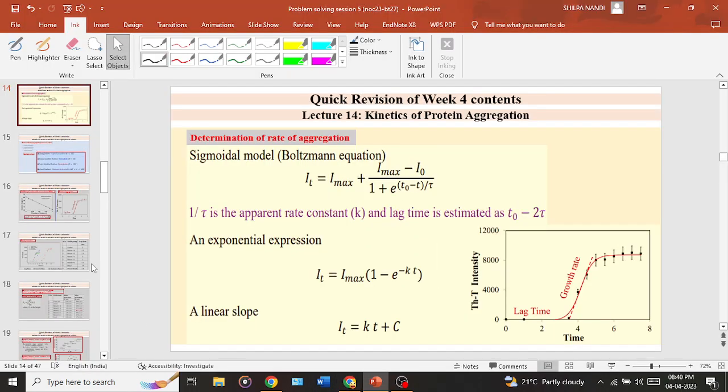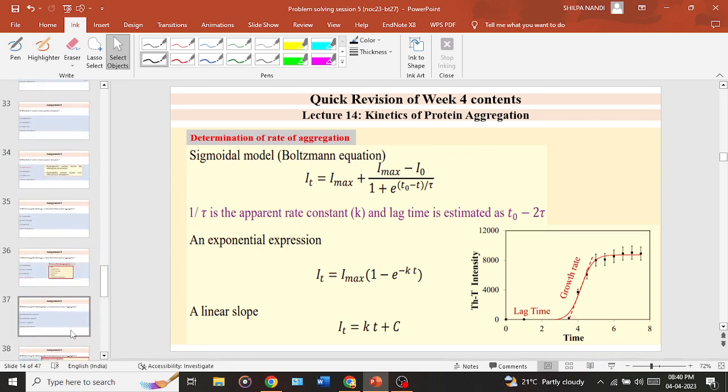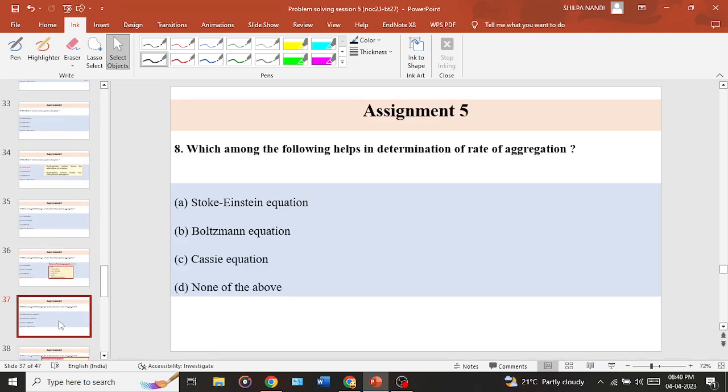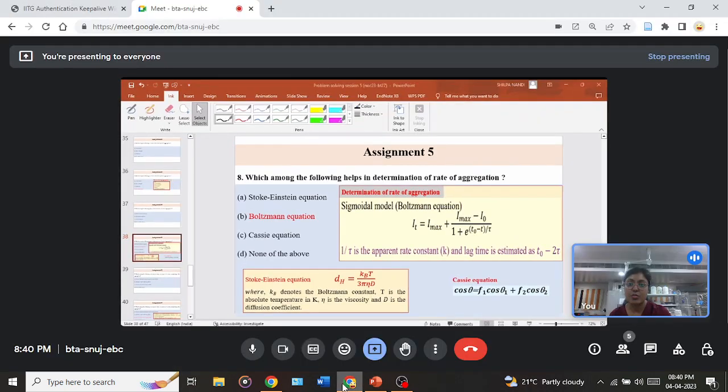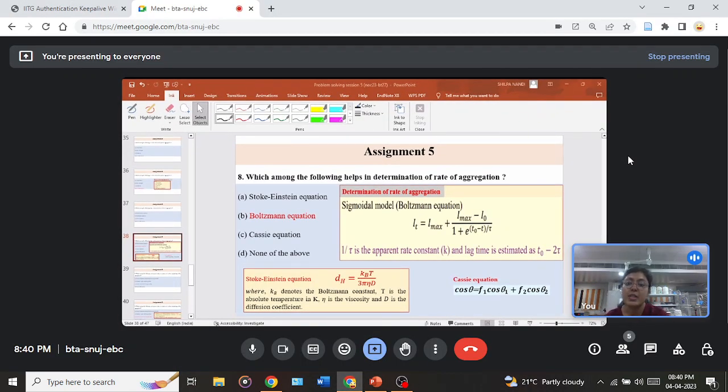If you have any doubt again in this question, because as you can see, you had option A as Stokes-Einstein equation, B Boltzmann equation, C Cassie equation, and D is none of the above. So Stokes-Einstein equation does not have this rate of aggregation k factor. Again, Cassie equation does not tell you about that. However, the sigmoidal model of this particular Boltzmann equation helps you to determine the rate of aggregation. So I hope this question is clear to you, so that we can move ahead to question number 9.